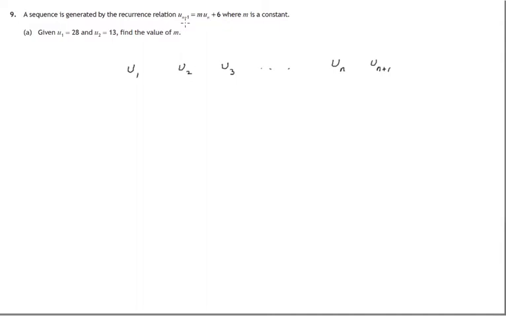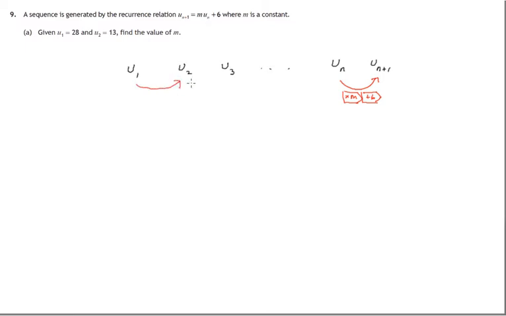So this recurrence relation tells us how to get from one term, say the nth one, to the next one, the nth plus 1th term. And there's the formula that does the trick. We're told to multiply the previous term by m and then add 6. So to get from there to there, we're going to do two things. We're going to multiply by m, that's the first one, and then we're going to add 6. That's the second action. So to get from one term to the next, multiply by m and add 6.